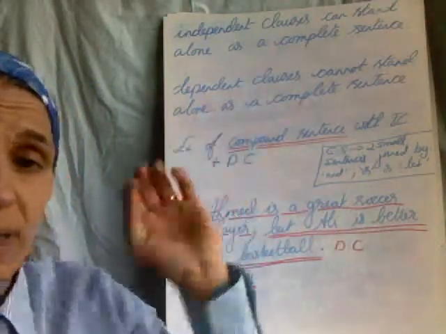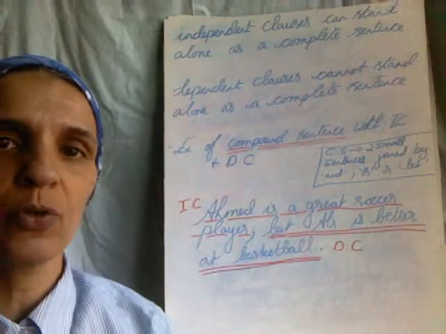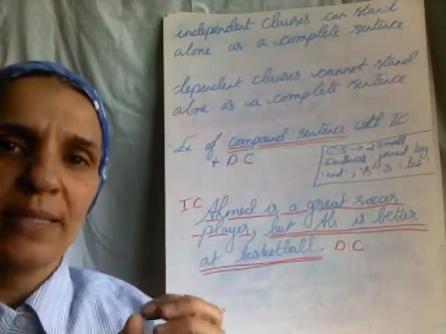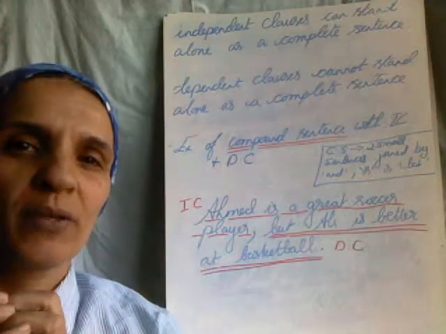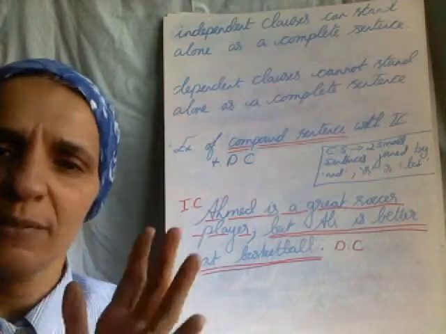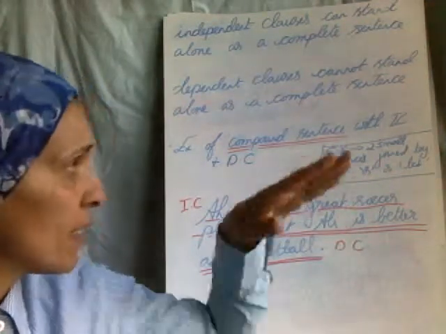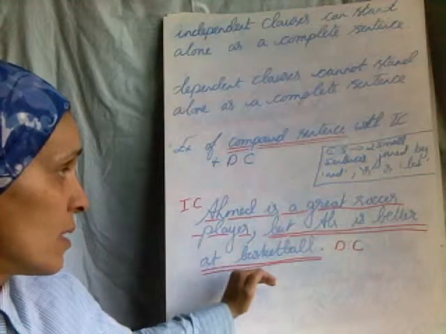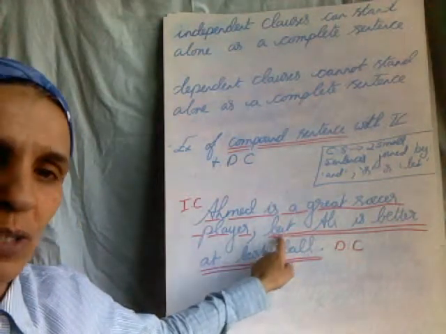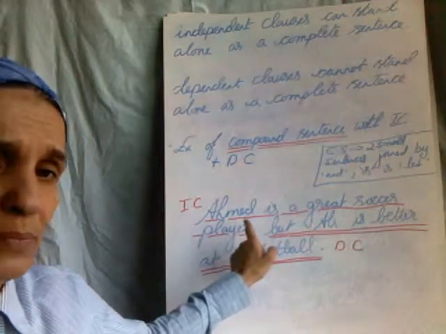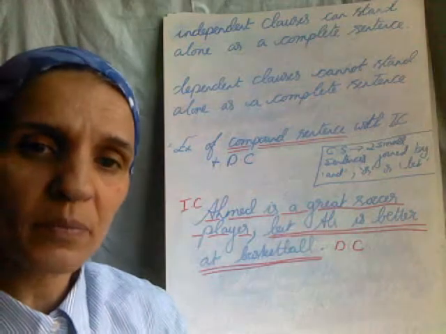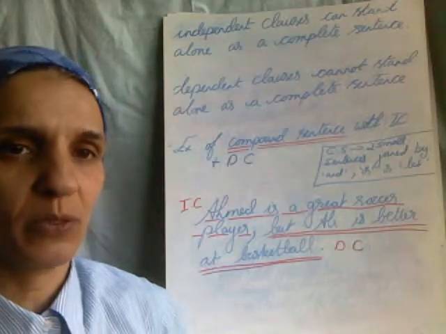And then I have an example here of a compound sentence. You know, a compound sentence is two small sentences that can be joined together using the conjunctions and, or, but, so, yet. In the example I've used here, the two small sentences are joined together by the conjunction but. So this is a compound sentence: Ahmad is a good soccer player, but Ali is better at basketball.